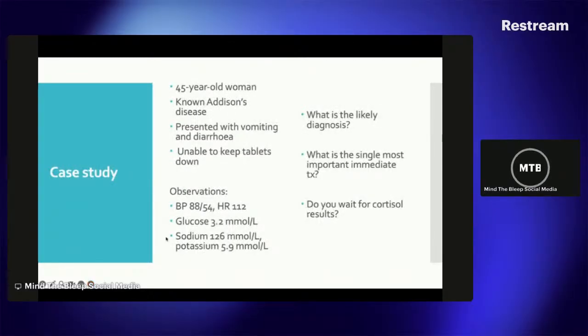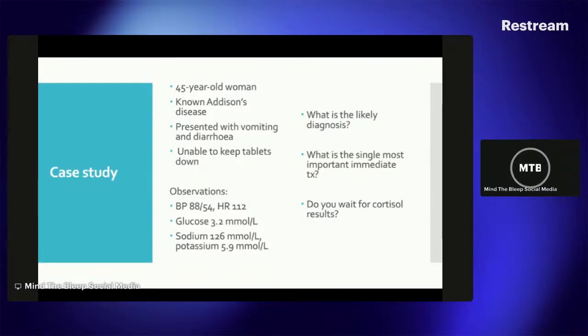Okay, I have another case study. So we have a 45-year-old woman. She's got known Addison's disease. She presented with vomiting and diarrhea, and she's unable to keep her tablets down. In terms of her obs, her blood pressure was 88/54, heart rate 112, glucose 3.2 millimoles per liter, sodium was 126 millimoles per liter, potassium 5.9 millimoles per liter.